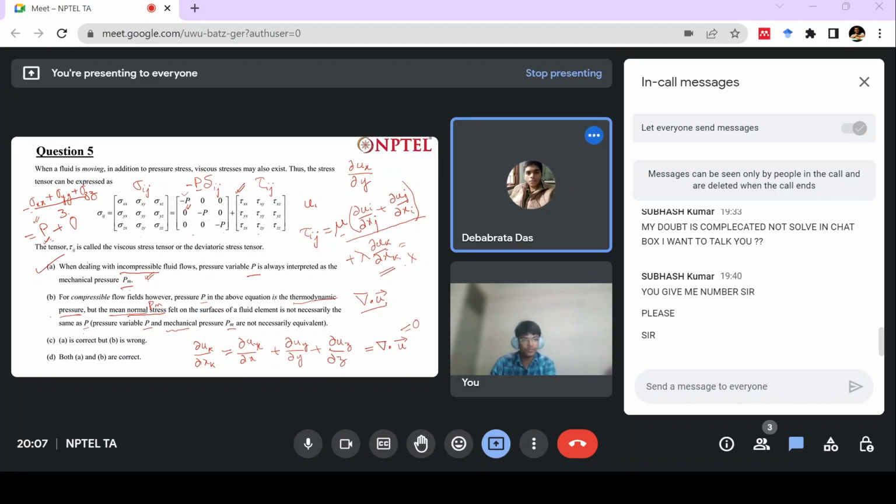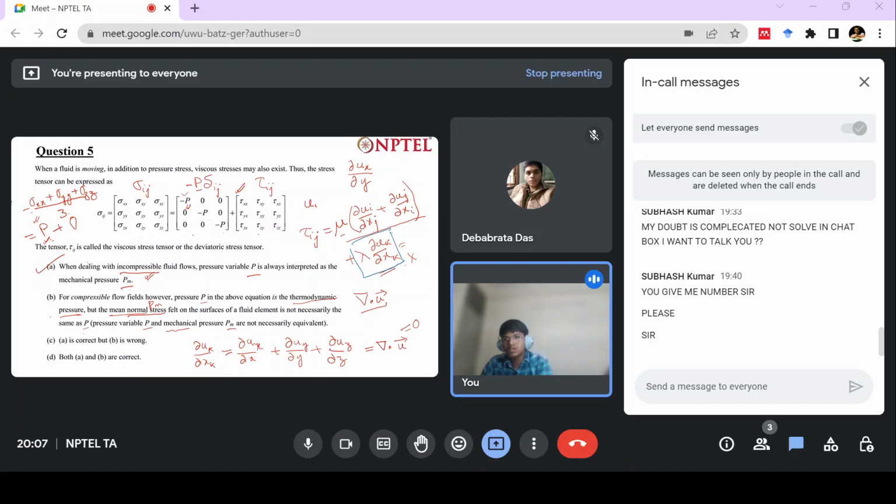Because only because of this term, this lambda del uk del xk, this is not 0 for your compressible flow field. So whenever you are calculating minus sigma xx plus sigma yy plus sigma zz by 3, you will also get this lambda term. And whenever this portion del uk del xk is going to 0, then your mechanical pressure and your thermodynamic pressure become equal.